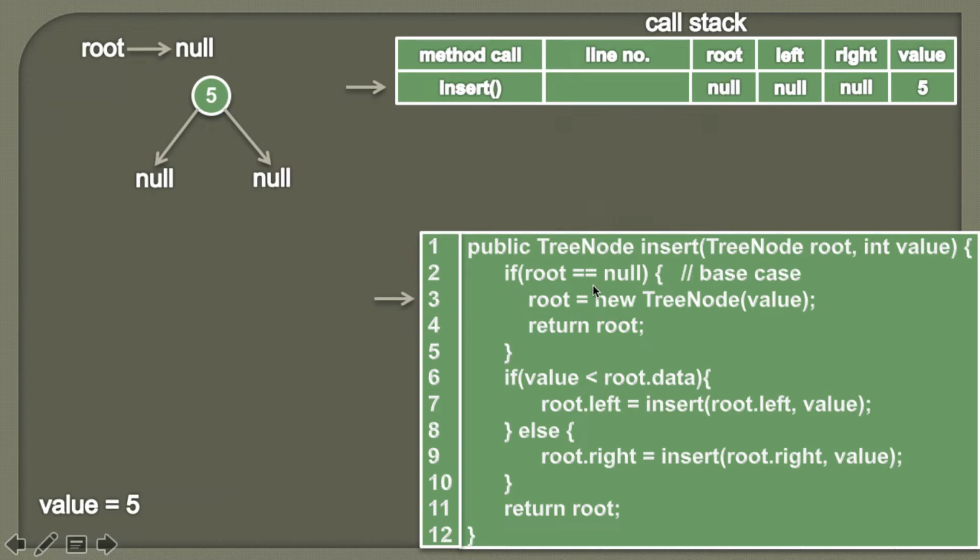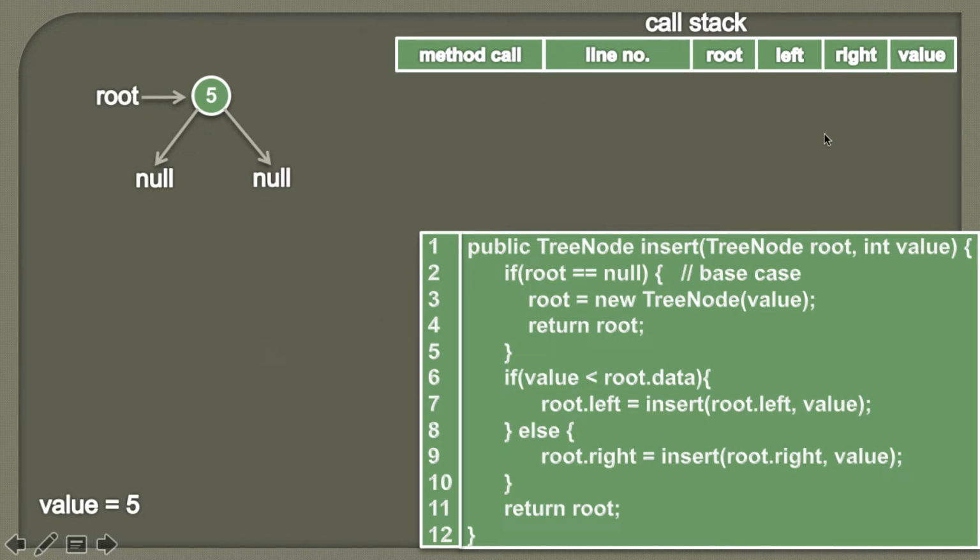And also friends, as we are creating this tree node, we are assigning it to the root, so it would look something like this. The root will point to a tree node having data as 5. That root is now pointing to 5. Moving ahead, and then we'll simply return the root. So here insert method will come to an end and it will be removed from the call stack. So friends, when binary search tree was empty, we have inserted one node having data as 5.